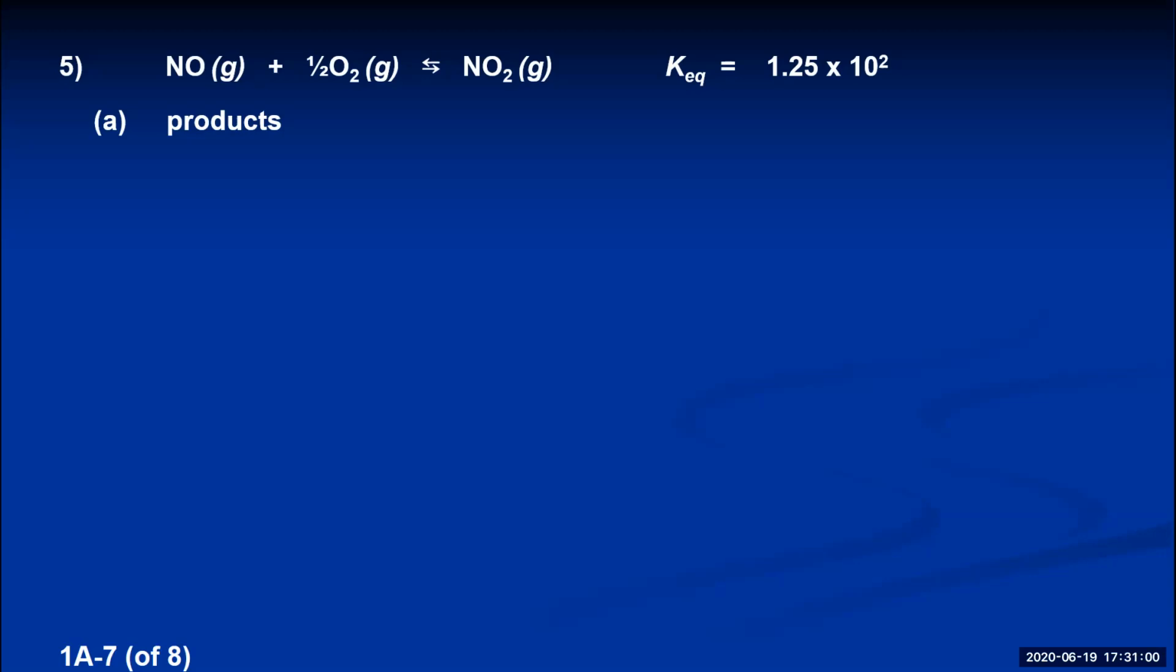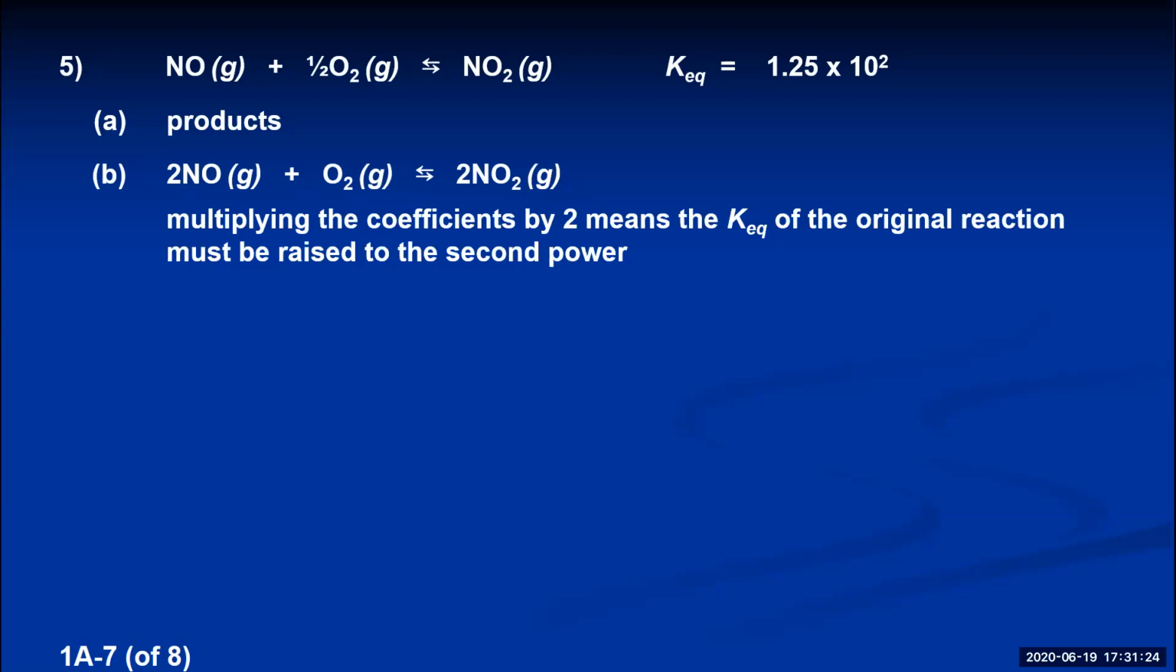B, what is the numerical value of the equilibrium constant for the reaction 2NO plus O2 is in equilibrium with 2NO2? This is a related reaction to the first one given in the problem, except all the coefficients have been multiplied by 2. So if you multiply the coefficients by 2, that means you take the equilibrium constant of the original reaction and you raise it to 2 as a power. So multiplying the coefficients by 2 means the KEQ of the original reaction must be raised to the second power. If you raise 1.25 times 10 to the second power, you get 1.56 times 10 to the fourth, and that will be the equilibrium constant for the reaction the way it's written in part B.